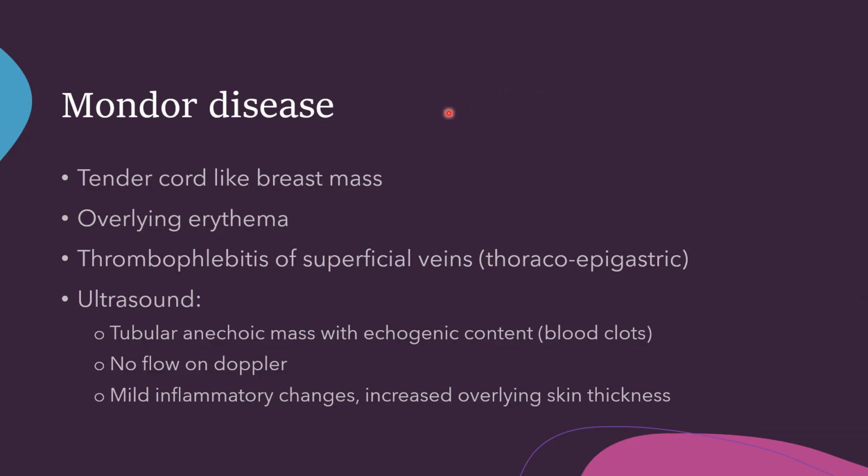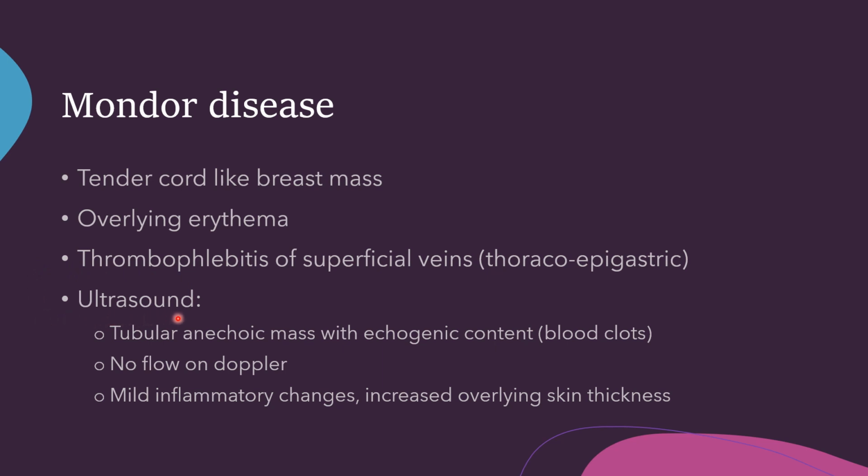Okay, so number two is Mondor disease. Now, this is a rare inflammatory condition. Now, a patient usually presents with a tender cord-like mass in the breast with overlying erythema. The pathogenesis for this condition is that it is basically a thrombophlebitis of the superficial veins. Most commonly involved is the thoracoepigastric. Ultrasound is again the modality of choice.